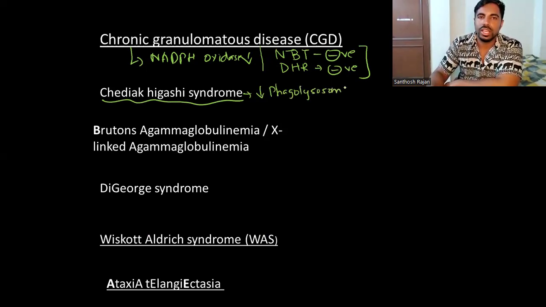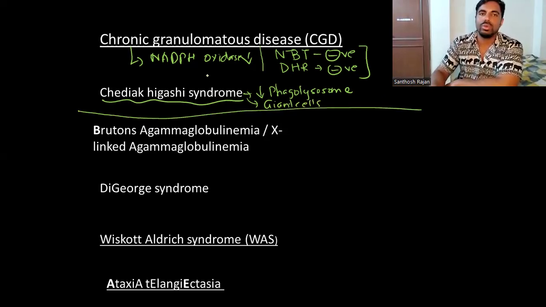Phagolysosome formation in Chediak-Higashi. That is the main thing you should know. And there will be giant cells. You will see the giant cells. That's it. Okay, that's just for chronic granulomatous disease and Chediak-Higashi. You will know that one. Okay, next one.